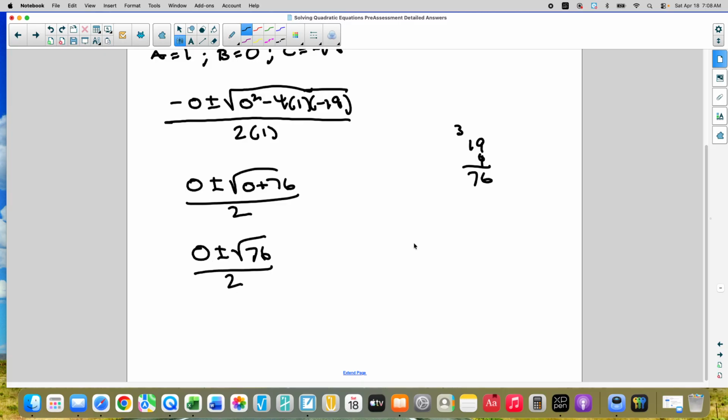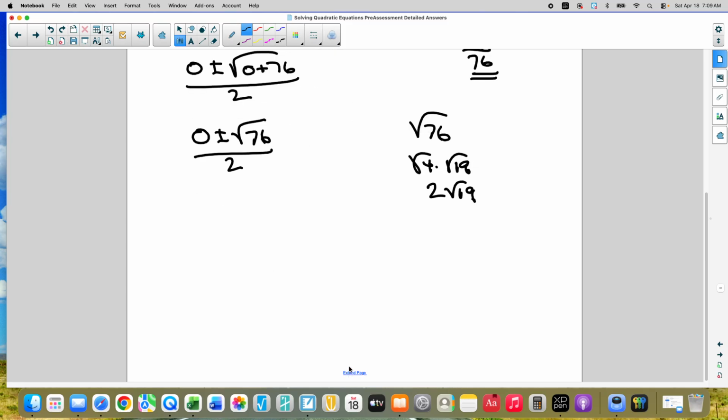Now the question is, hey, can I simplify rad 76? I already knew I could, because how did I get 76? By multiplying 4 times 19. So I'm going to break this into rad 4, rad 19, giving me 2 rad 19. So that was something you had to pay attention to, the detail there. So we get 0 plus or minus 2 rad 19 over 2.